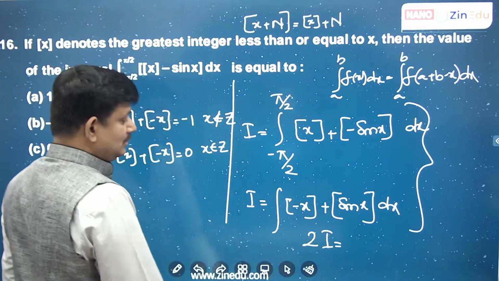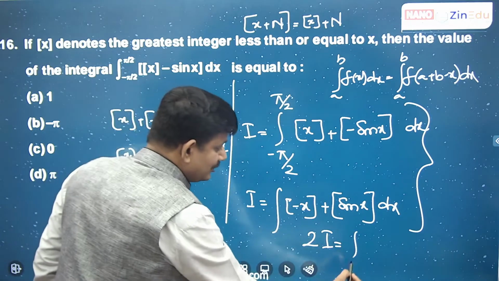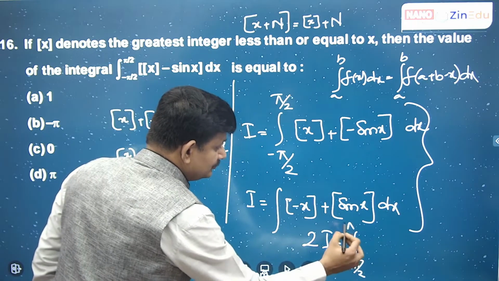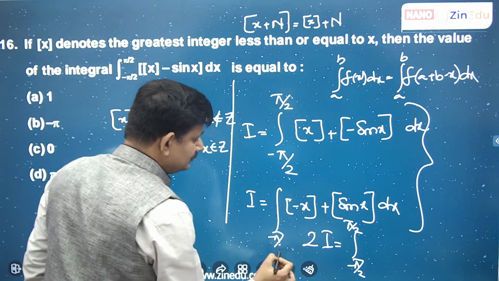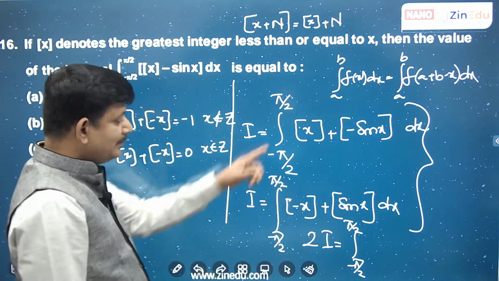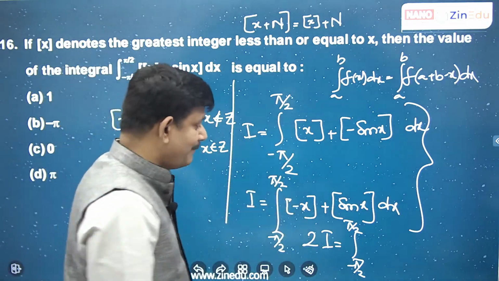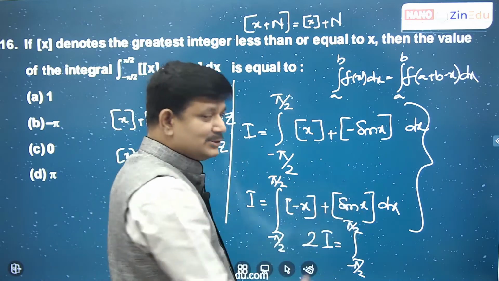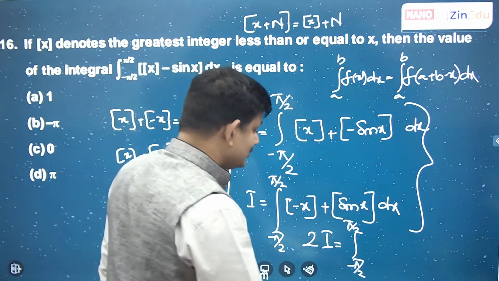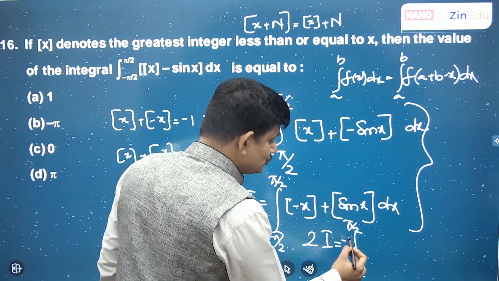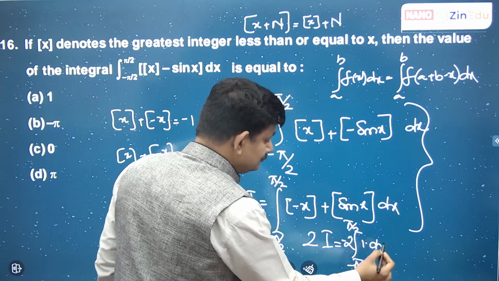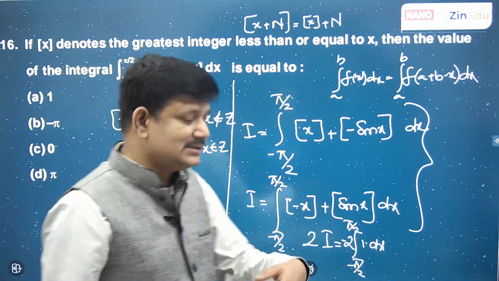is equal to the integral from minus pi by 2 to pi by 2 of the integral part of x plus the integral part of minus x, which is minus 1. The integral part of sin x plus the integral part of minus sin x is again minus 1. So this will be minus 2. The 2 gets cancelled. The answer is minus pi.